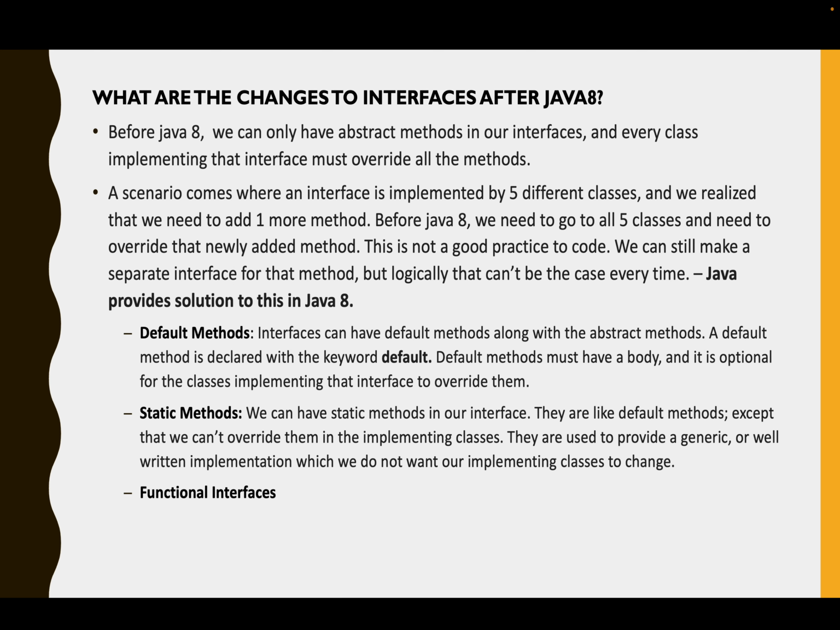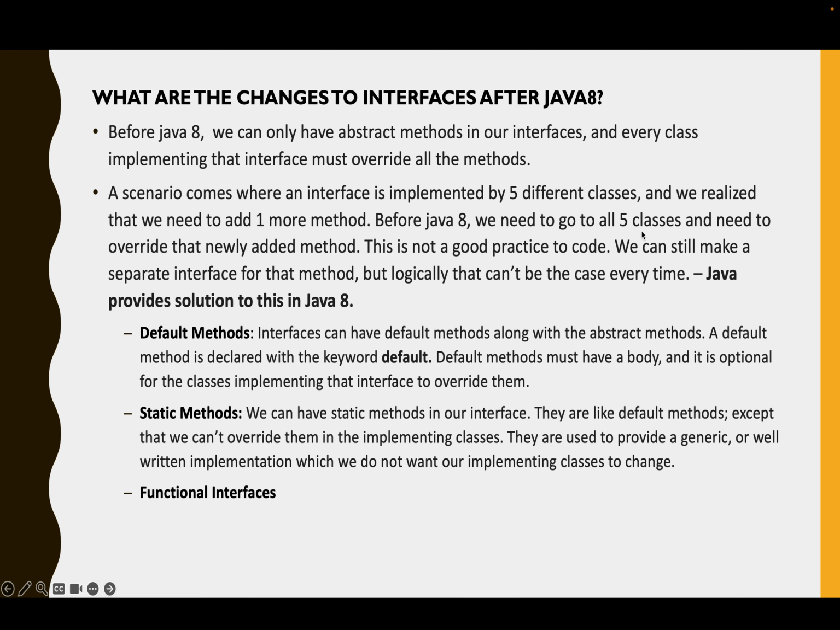Before Java 8, we had only abstract methods in our interfaces, and every class implementing that interface should override all the methods. There is no exception for that. Let's consider a scenario wherein I have an interface, I have implemented it in 5 different classes, and that code is already in production now. But now I realized that I need to add one more method to that interface. How can I achieve it before Java 8?